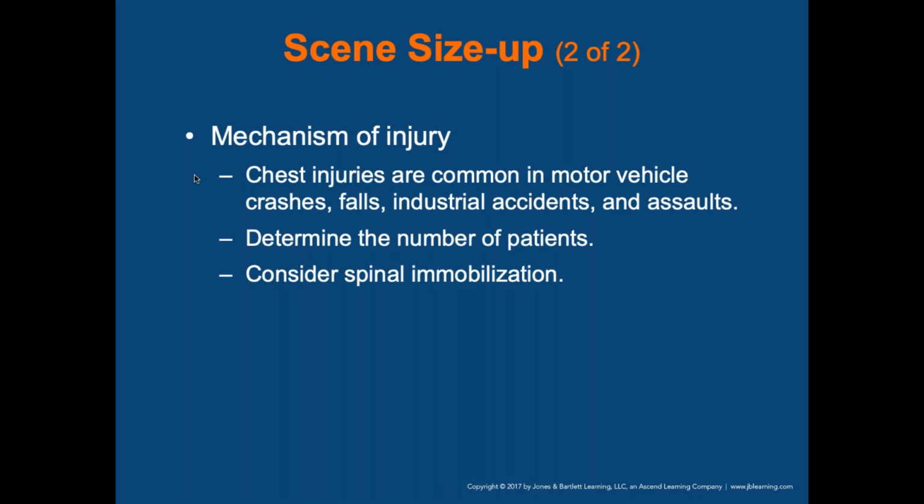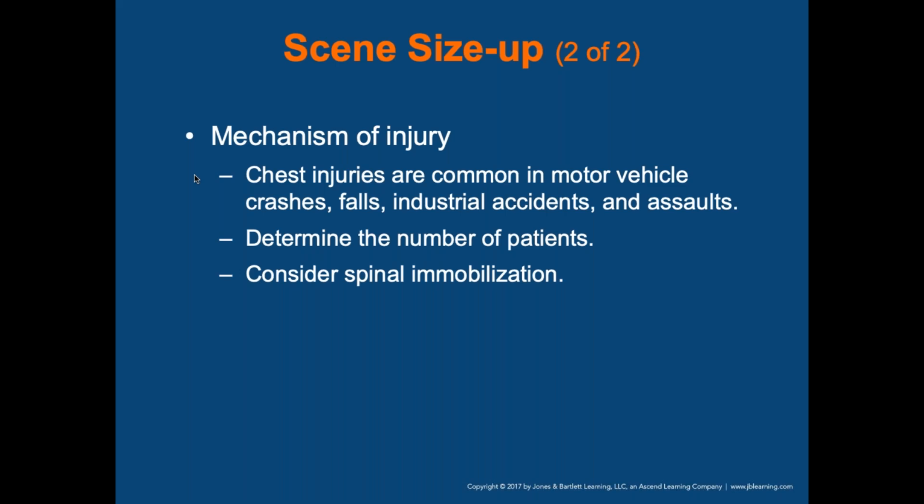So take a look at all this stuff when looking at your mechanism of injury. We're going to determine the number of patients in the vehicle. Remember that if there is a fatality in the vehicle on one patient, you need to consider the other patient critical. Just because the forces were strong enough to kill the other patient doesn't mean that something isn't seriously wrong with the one that's currently still alive.